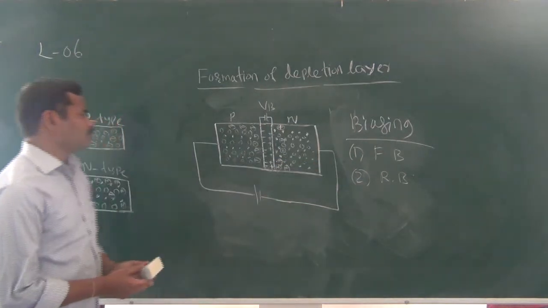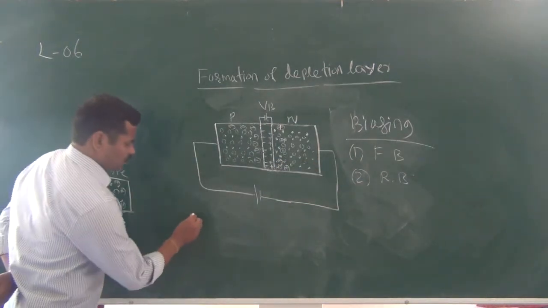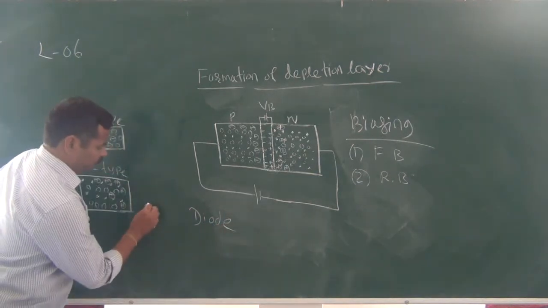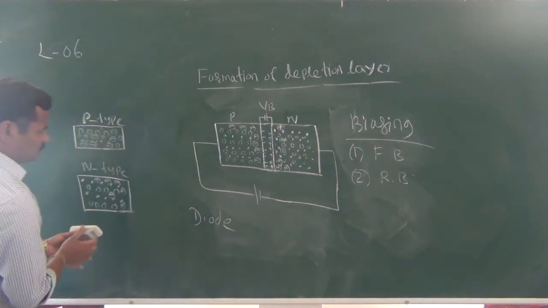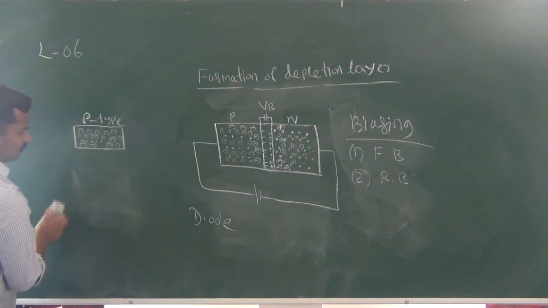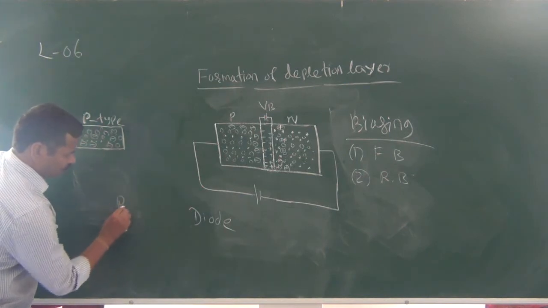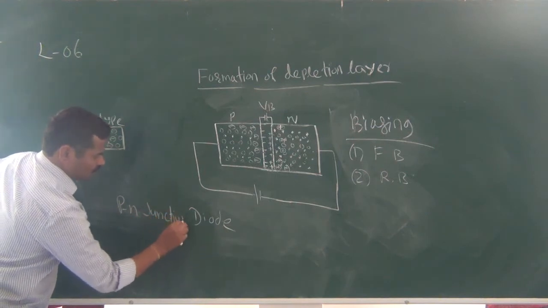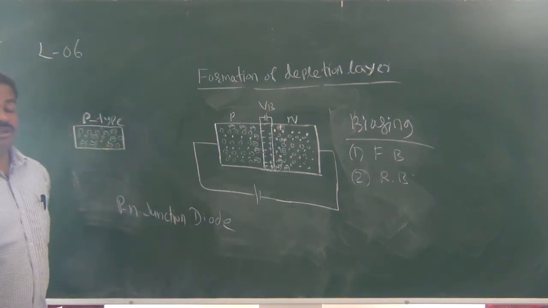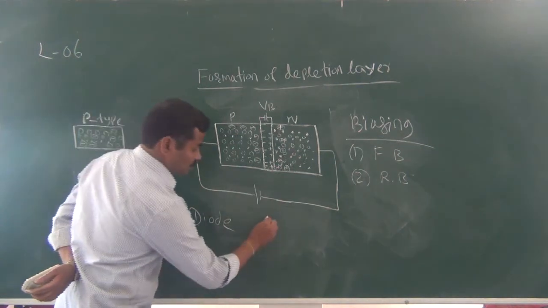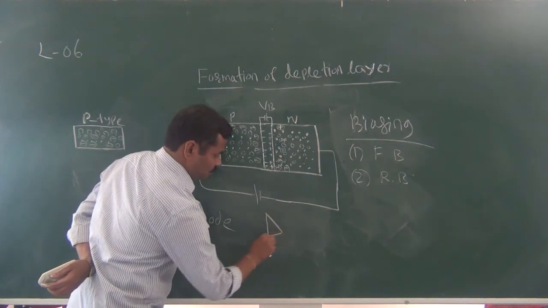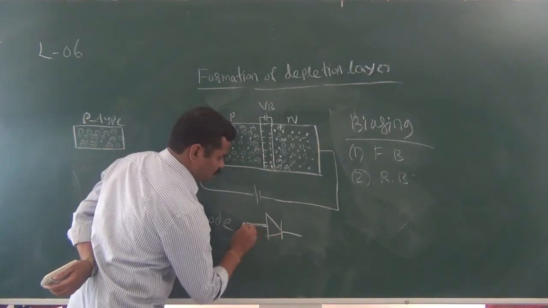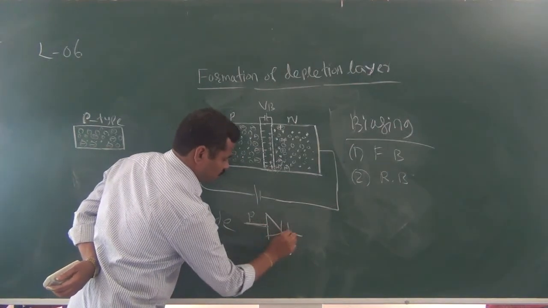It is also called a PN junction diode. You can see the symbol of the PN junction diode here.